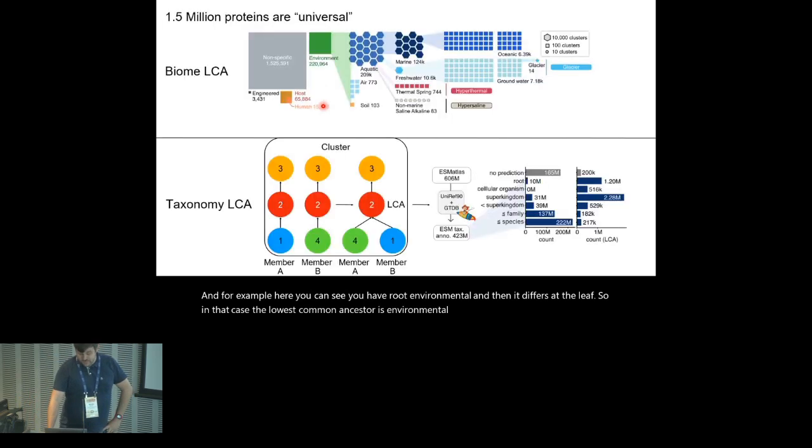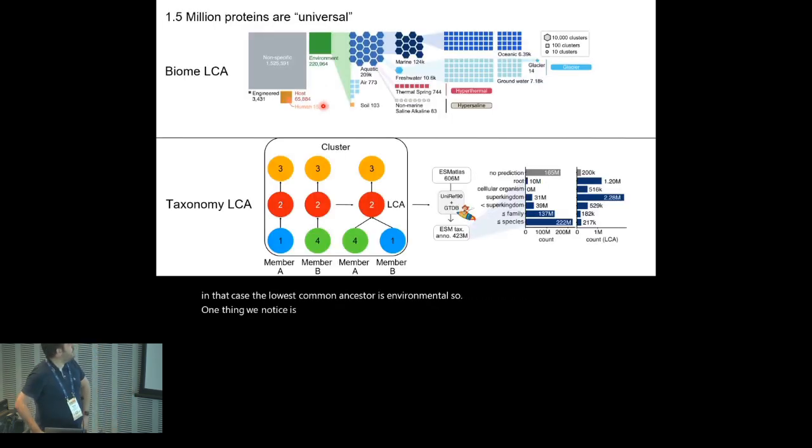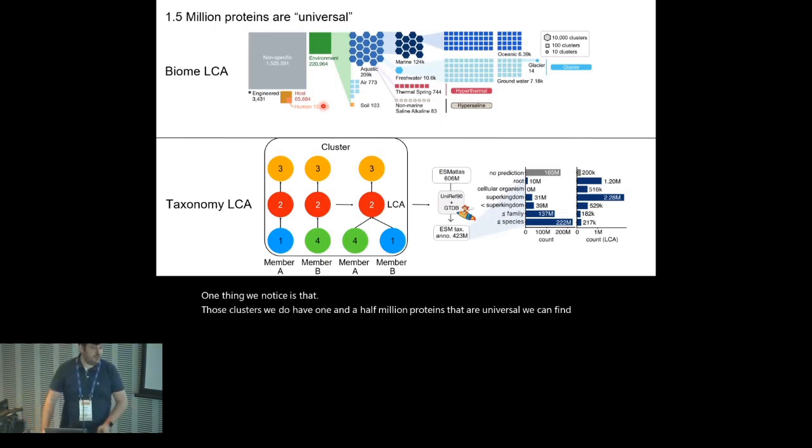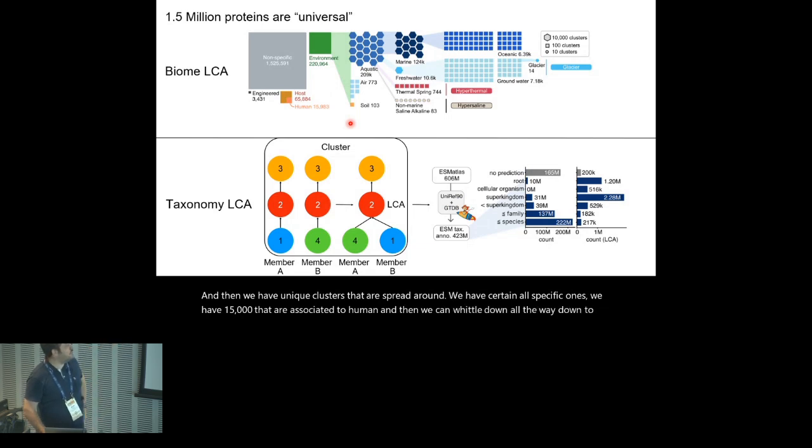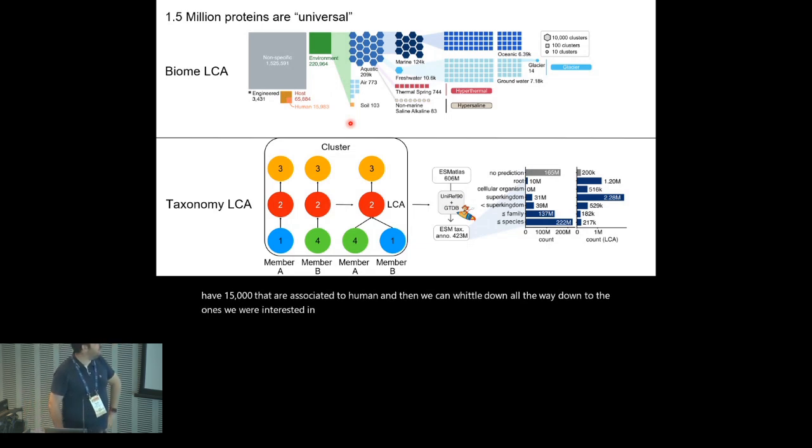One thing we noticed is that out of those clusters, we do have 1.5 million proteins that are universal. We can find them across all biomes. And then we have unique clusters that are spread around. We have certain biome-specific ones. We have 15,000 that are associated to human. And then we can whittle all the way down to the ones we were interested in, the extreme environments.